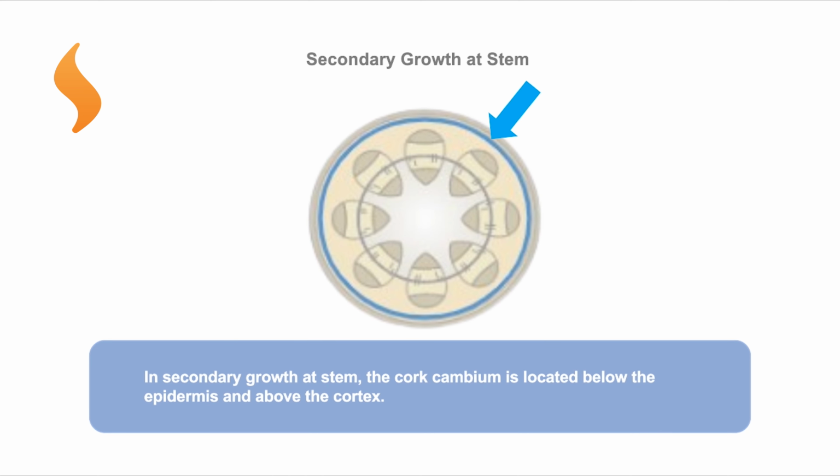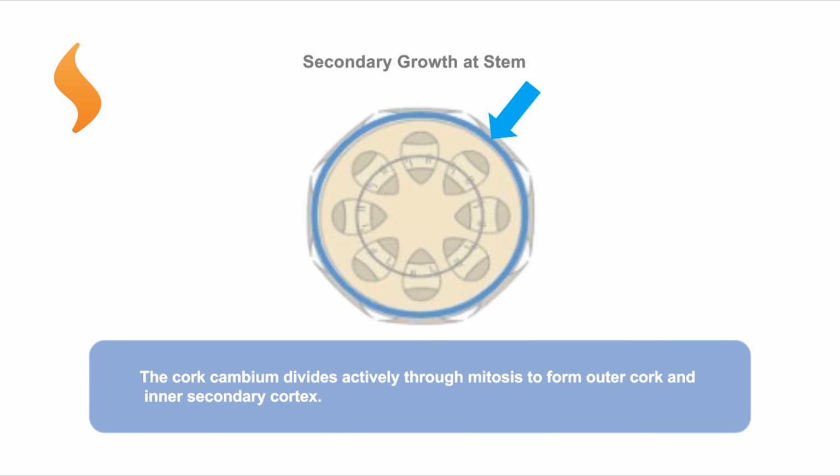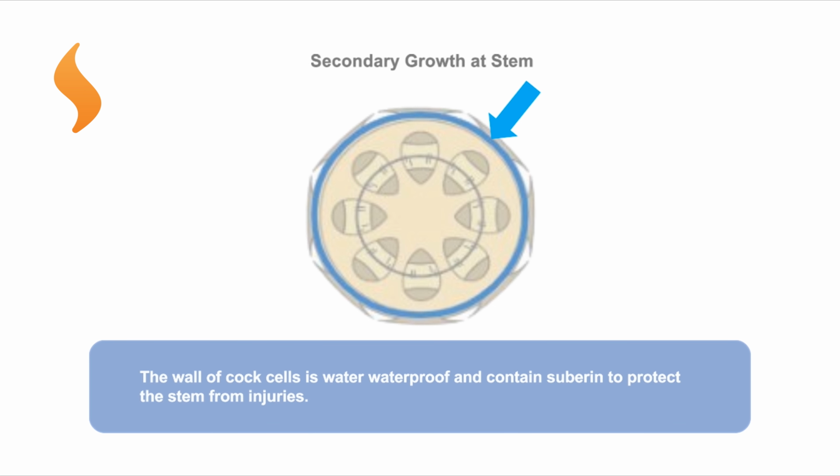In secondary growth at the stem, the cork cambium is located below the epidermis and above the cortex. Cork cambium actively divides to form cork cells on the outer side and cortex on the inner side. The walls of cork cells are waterproof and contain suberin to protect the stem from injuries.